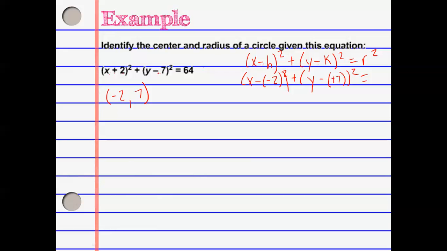When you're given the equation of a circle, the signs of the center are going to be opposite of what they are inside the equation. So if it's a positive 2, it's going to be a negative 2. If it's a negative 7, it's going to be a positive 7. So this is going to be the center of the circle. And then here, the radius, it tells us 64, but the equation is r squared. So r squared is what equals 64. In order to find r, we have to find the square root, and r is going to equal 8. So the radius is going to be 8 for this circle.